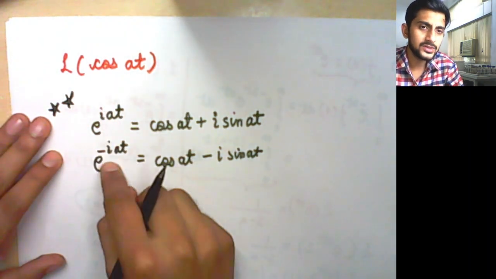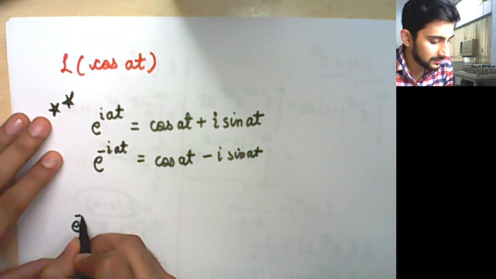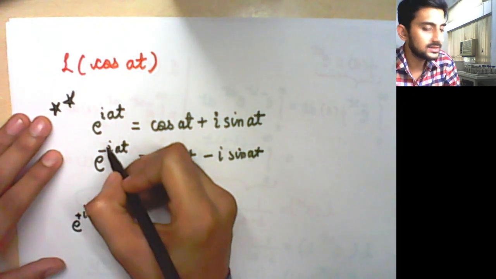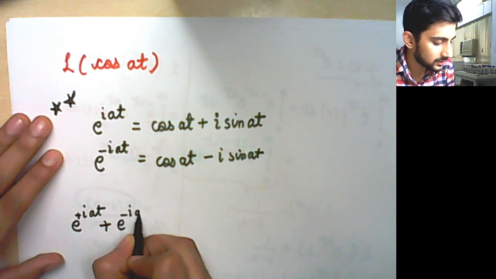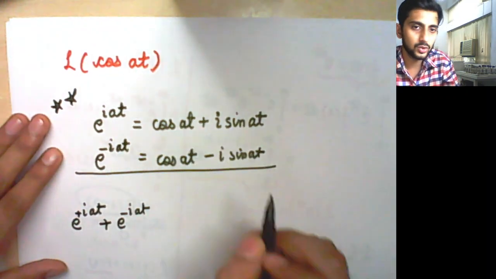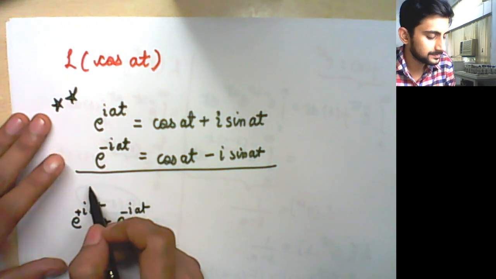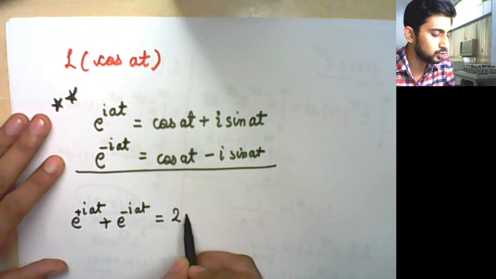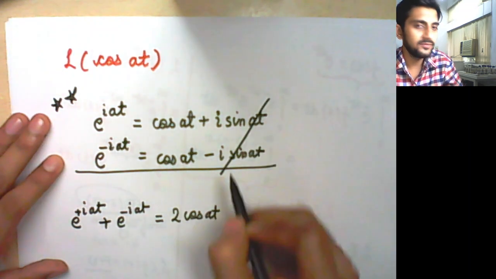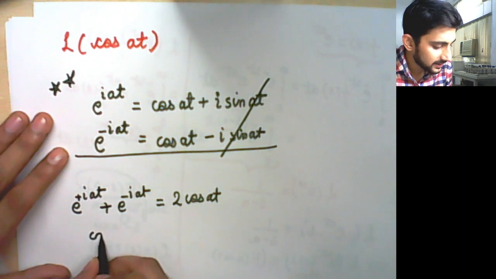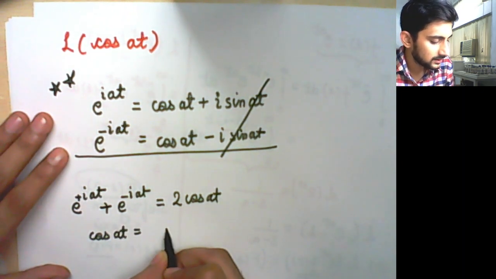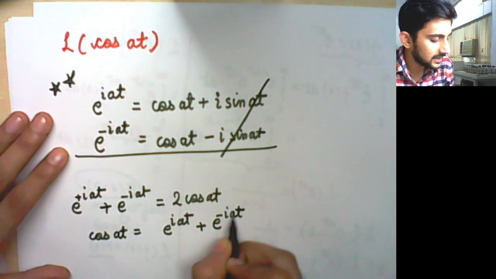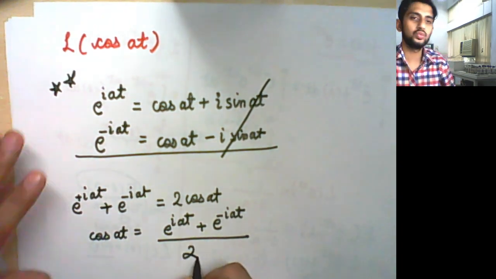If you take the difference of the two, so if you calculate e to the power plus iota at, and let us first take the sum of the two, plus e to the power minus iota at. When we add both, it would become e to the power plus iota at plus e to the power minus iota at is equal to 2 cos at, and this would have got cancelled. So you can write cos at as e to the power I at plus e to the power minus I at divided by 2.